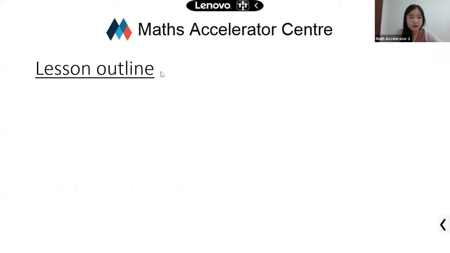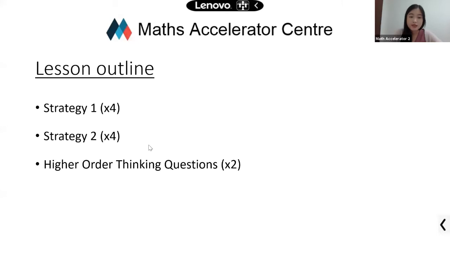So what's the outline of this lesson? We will have strategy 1 with 4 questions, strategy 2 with 4 questions, and 2 higher order thinking questions.